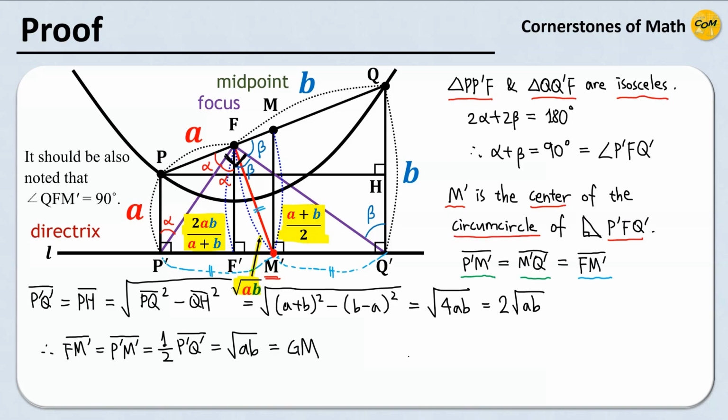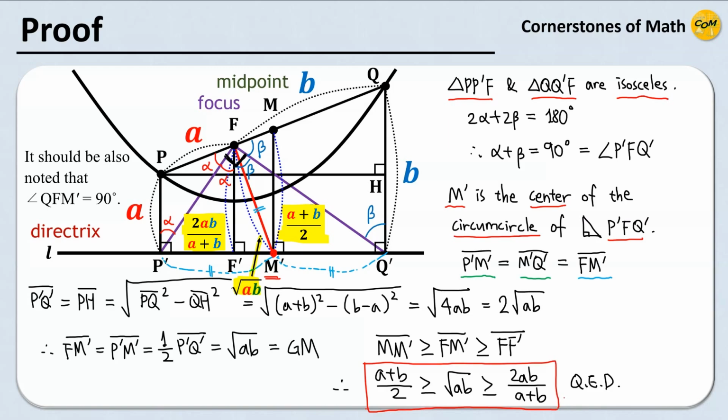So if we make geometric length comparison among these line segments, we can see that length M prime is greater than or equal to length FM prime, which is then again greater than or equal to length F prime. And therefore, we have the arithmetic mean, geometric mean, harmonic mean inequality. Lastly, let us check the equality condition. The equality holds when M prime is equal to FM prime, which is equal to FF prime, which is equivalent to A equals B.